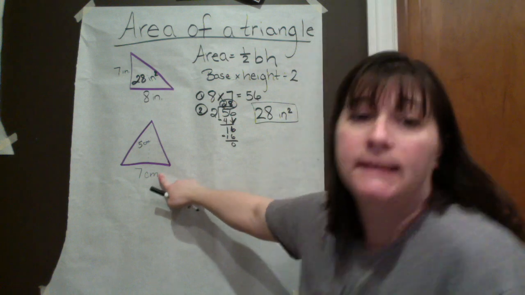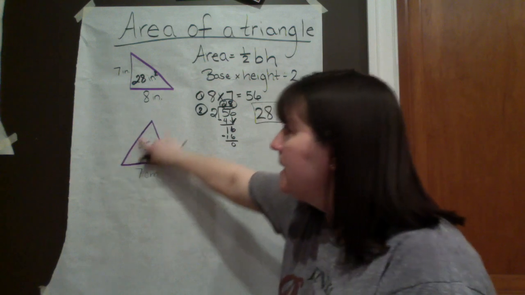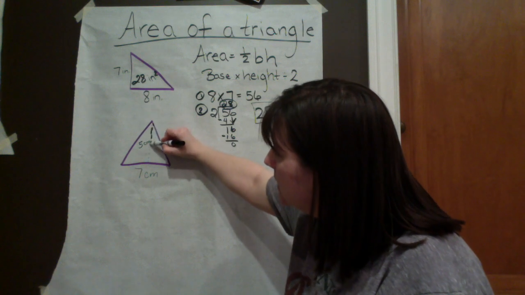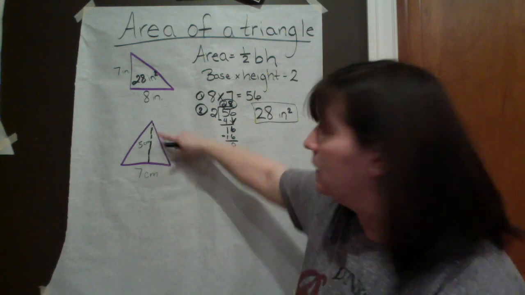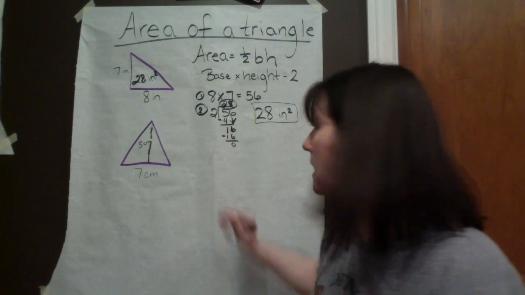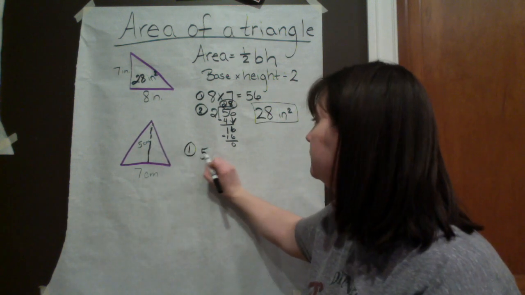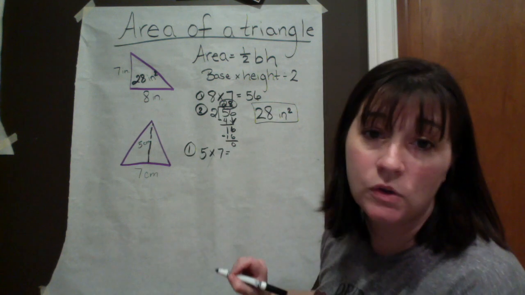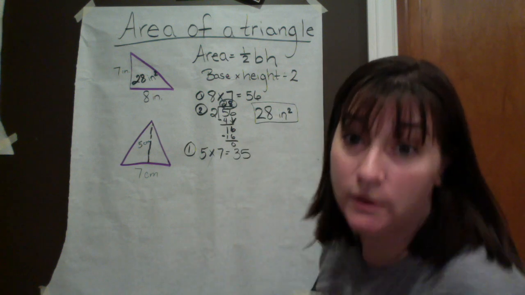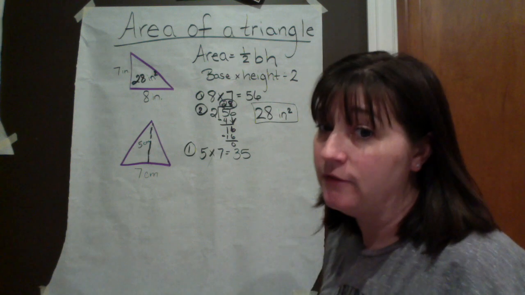Okay, now this triangle is a little bit different. I have my base down here, which is 7, and I don't have a side that goes straight up, so my height goes right here through the middle from the tip down to the base. So my first step is to take base times height. So 7 times 5 is 36, or 35, sorry. I've been away from school too long too. Okay, so now step 2, I need to divide 35 in half.